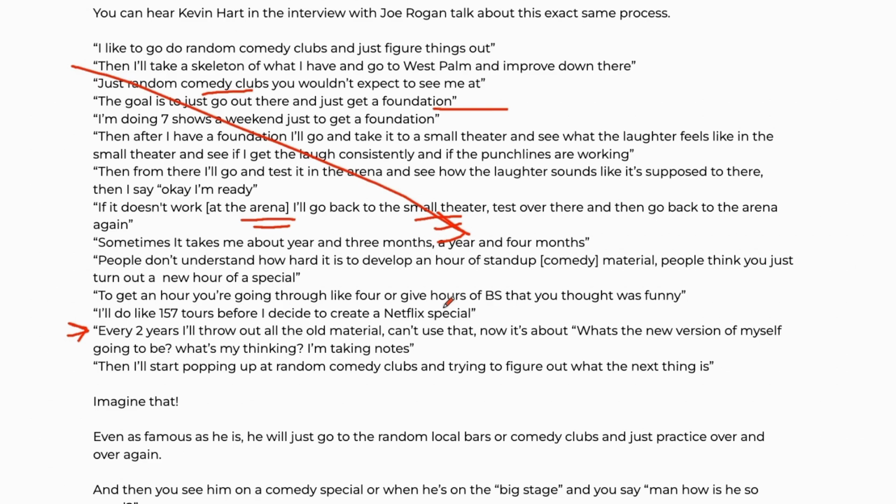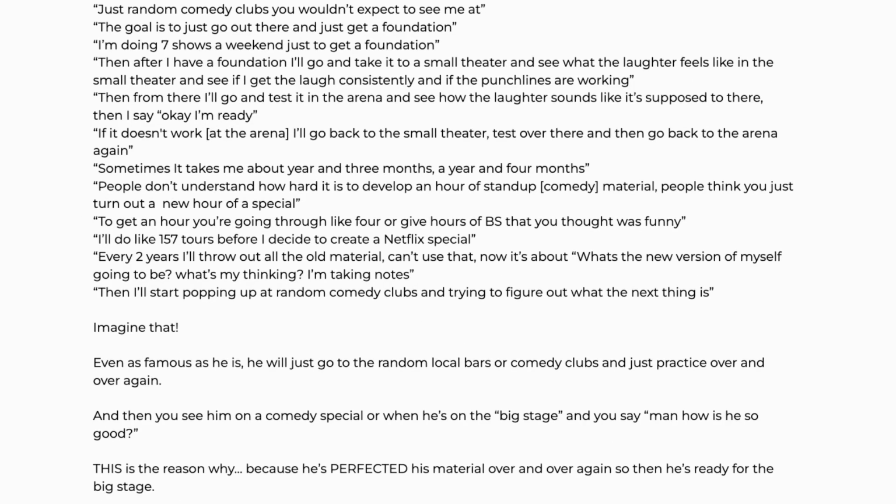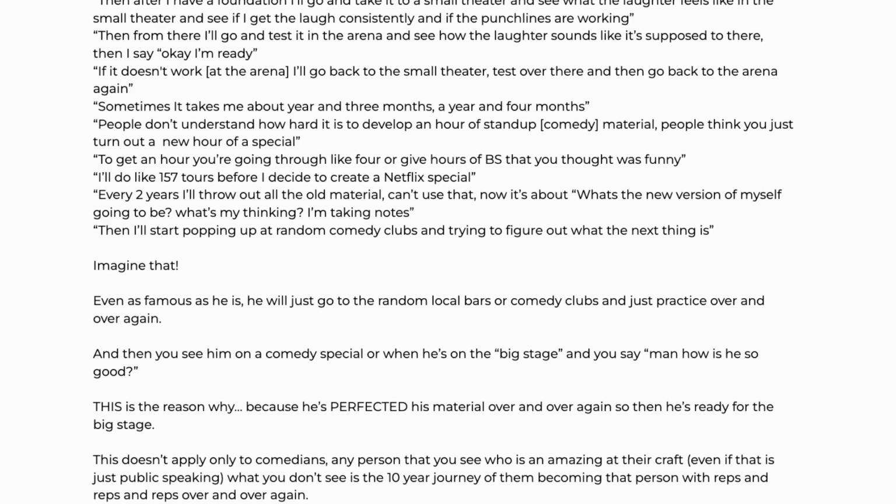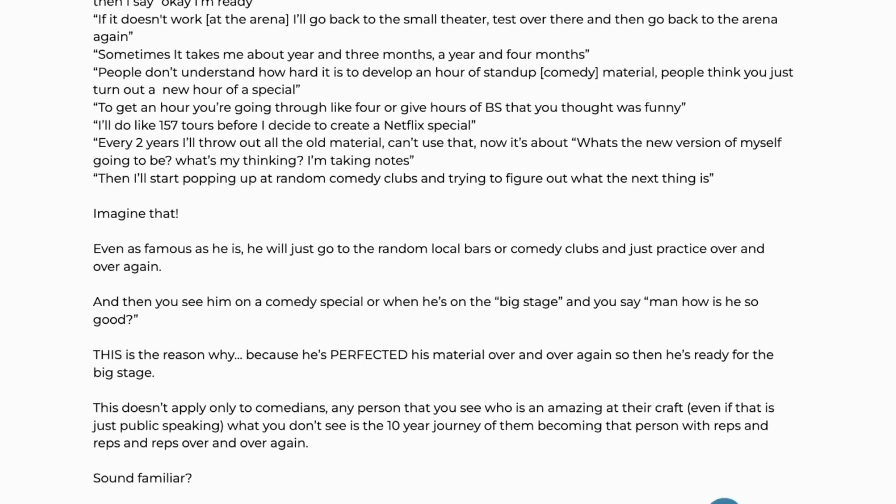And so when you get a big platform, when there's a lot of people listening to you, your material has already been tested. Your frameworks, how you say it, the words that you say, it's already been tested. You know it's going to resonate with the audience. So imagine that. Even as famous as Kevin Hart is, he still goes to the smaller platforms to test his material before he gets to that big stage.